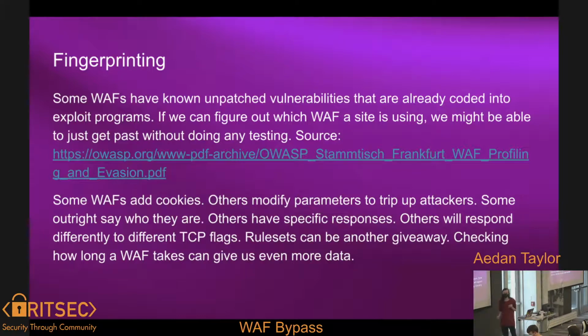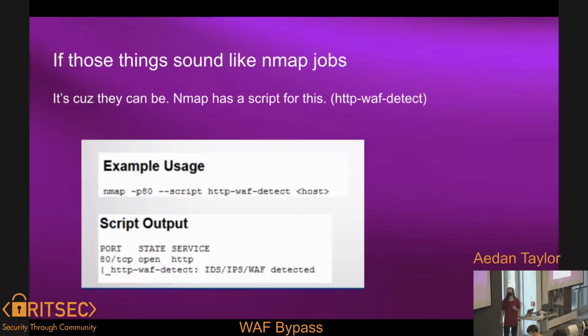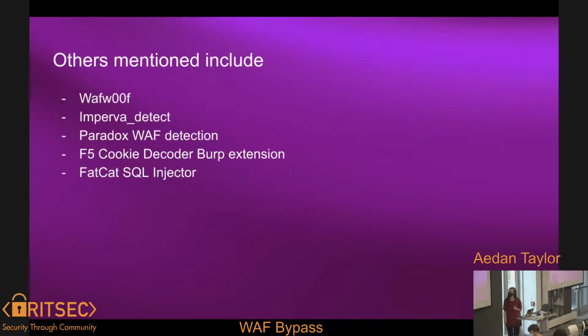Rule sets can be another giveaway, so depending on what you type, different WAFs will block different things, and if you can figure out what the WAF is blocking, sometimes you know, yes, it's this WAF, and therefore I should use this payload instead. Another one, which I found very interesting, was that checking how long it takes for the WAF to actually filter your traffic can be a fingerprinting technique. If any of those sound like Nmap jobs, it's because they are. There's a script for this. Super simple for Nmap. There are also a whole bunch of other tools that one of my sources outlined very briefly, and I will probably eventually check out, but I'm pretty sure I'm going to stick to the Nmap script for now until that stops being useful.